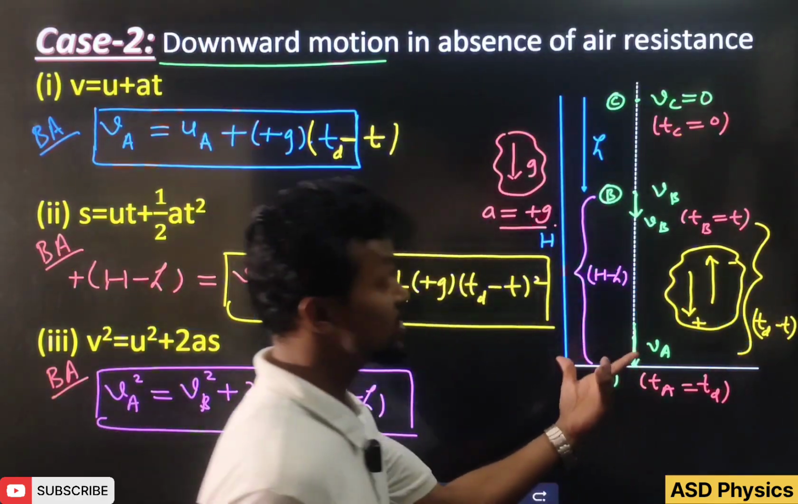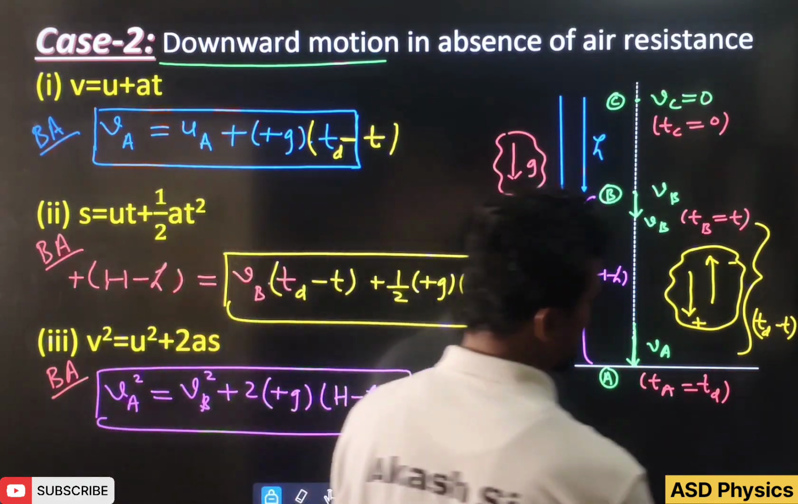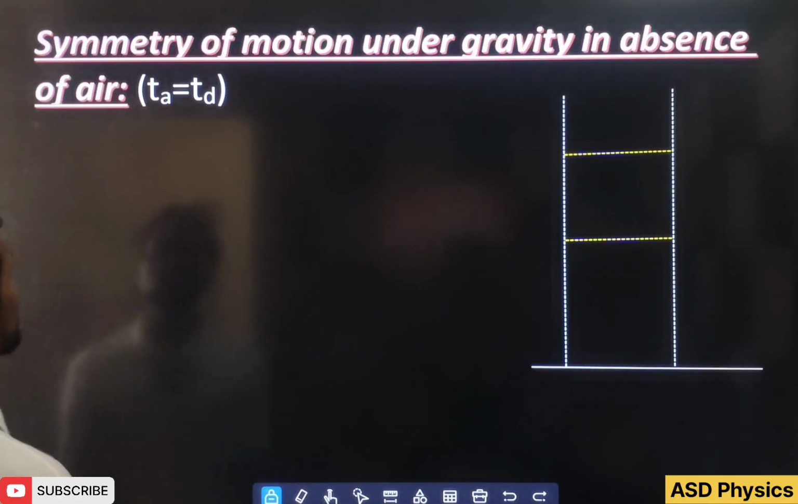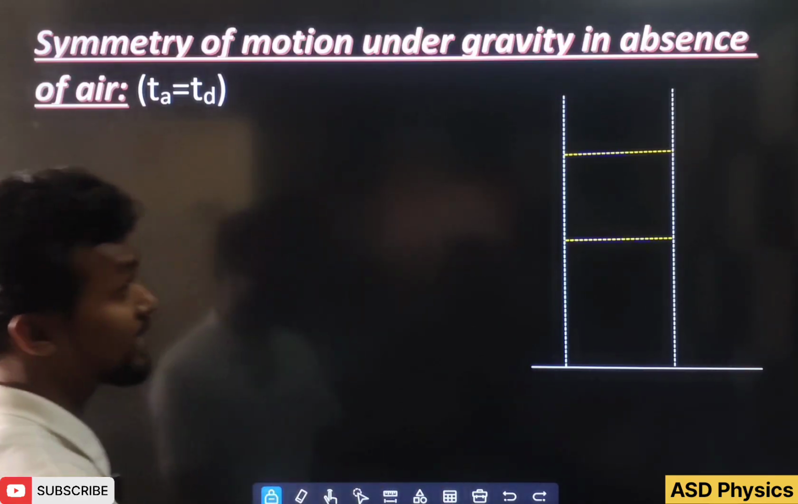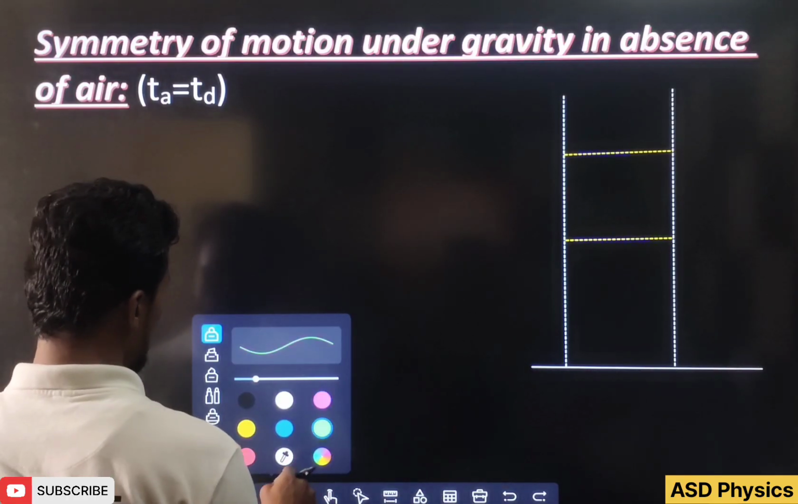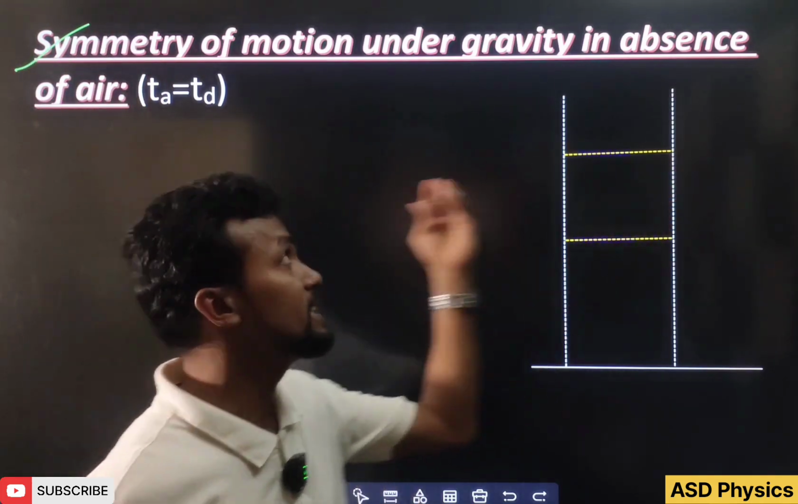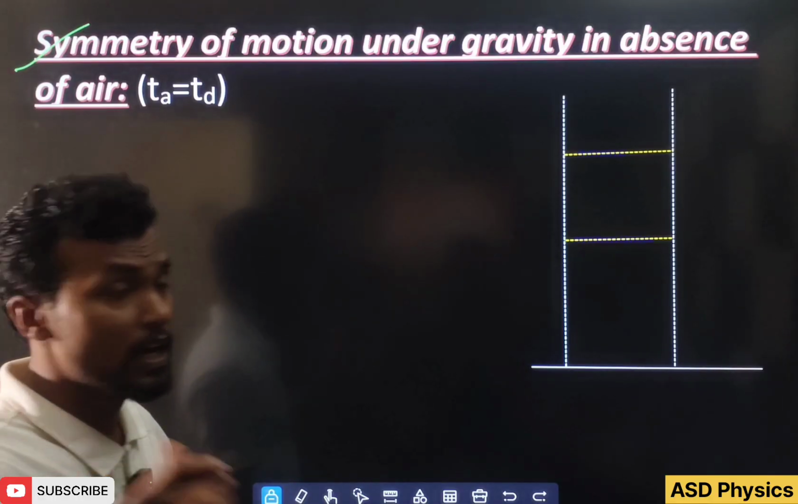This diagram, especially the sign conventions, is very important. Now you will come to understand why I have used the sign convention this way, and the symmetry. Now, like points A, B, C, then C, B, A. The topic is symmetry of motion under gravity in absence of air, and here you will see that TA equal to TD. How can I tell that?